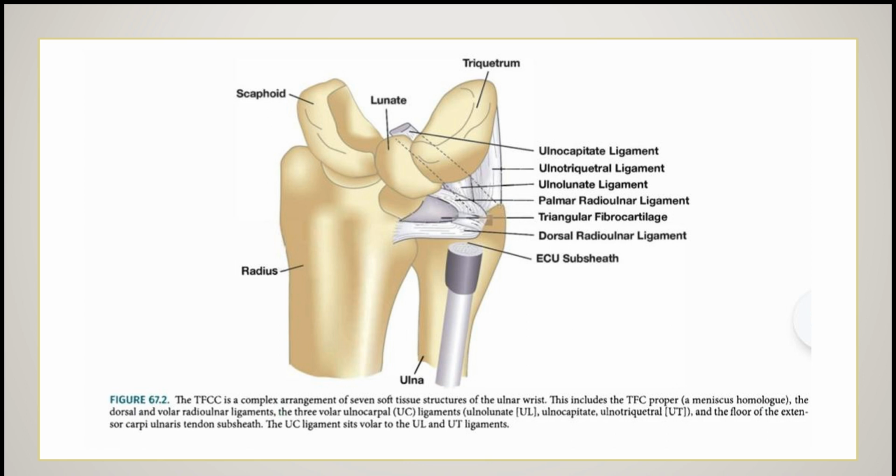Unintuitive, I know. Three ligaments connect the ulna to the carpal bones, namely the capitate, the lunate, and triquetrum, called the ulnocapitate, ulnotriquetral, and ulnolunate ligaments. And finally, the extensor carpi ulnaris subsheath. This is the triangular fibrocartilaginous complex, which forms the main part of the connection of the ulna, besides the bony attachments between the distal radius and ulna, which is responsible for about 20 to 30% of the stability of the distal radioulnar joint.